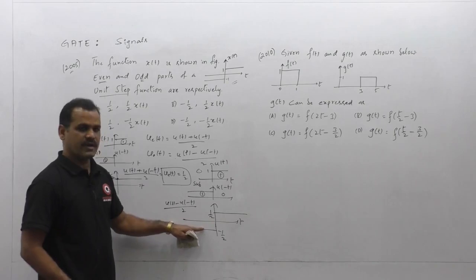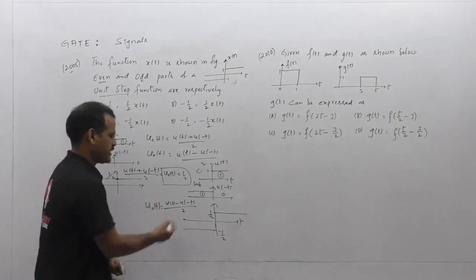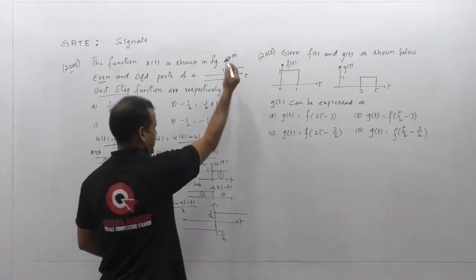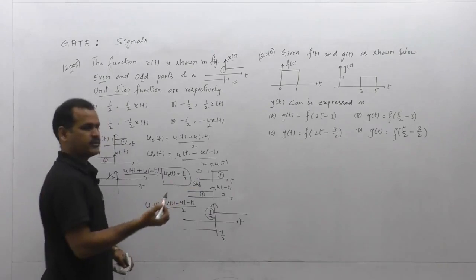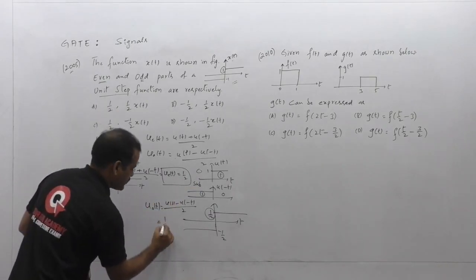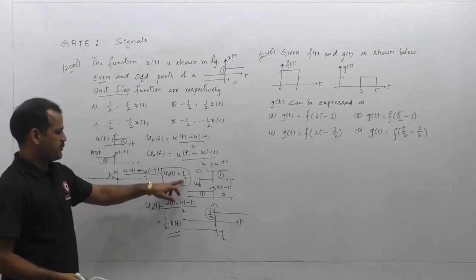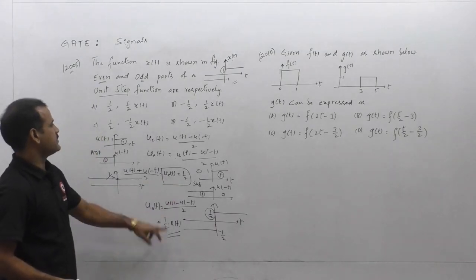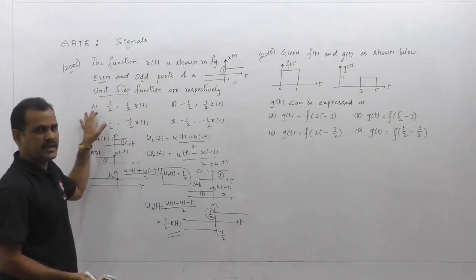This signal is nothing but the odd part of the unit step function, which we can also represent in terms of x of t. Here x of t has amplitude 1, and here we have 1 by 2, so this is nothing but 1 by 2 multiplied by x of t. So 1 by 2 x of t is the answer, and the right option for this question is option A.